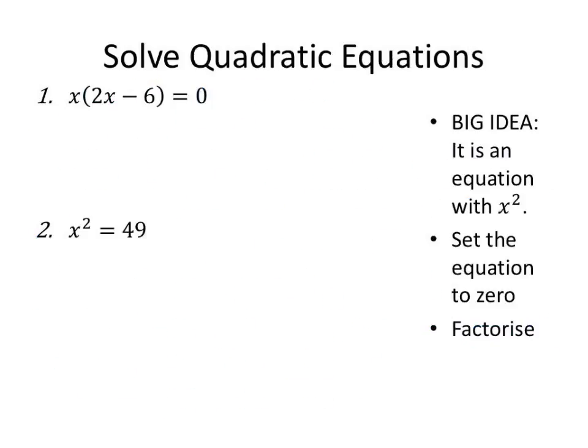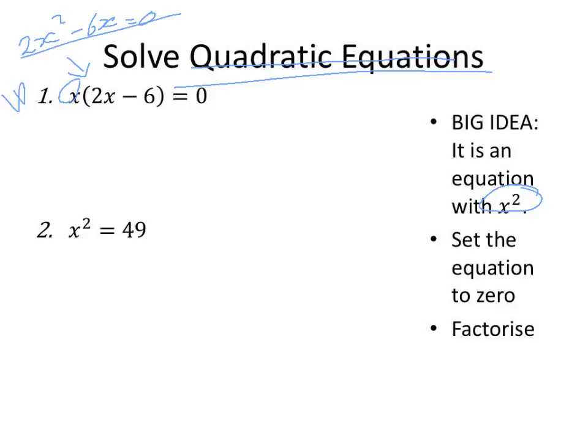Alright, the last type we want to do as we finish off is a quadratic equation. A quadratic equation is going to be in the form of x squared. Notice if I took this section here and I multiplied it through, I'd get 2x squared minus 6x is equal to 0. And that would need to be factorized. And to factorize 2x squared minus 6x, we take out a common factor of x, leaves me 2x minus 6.